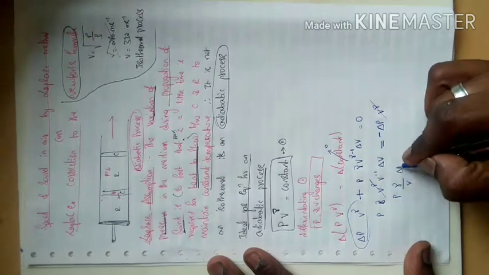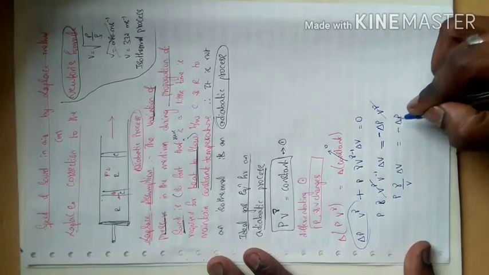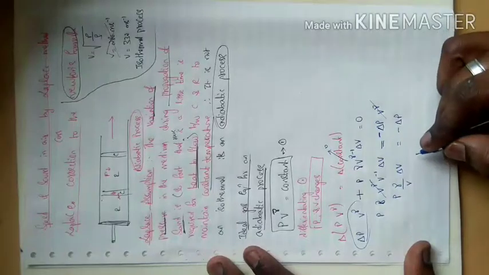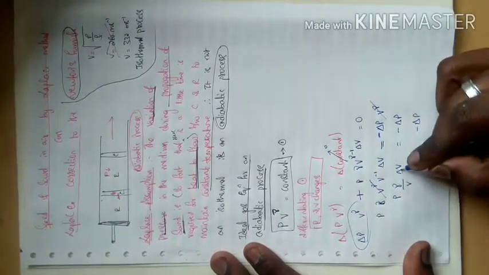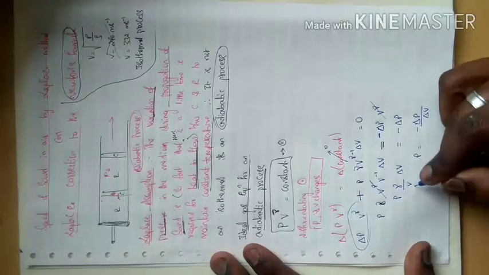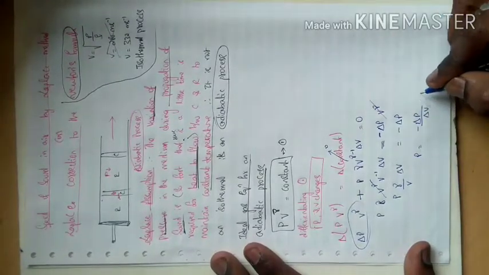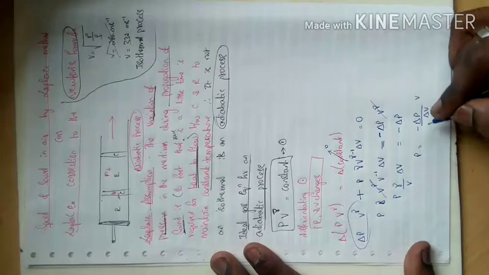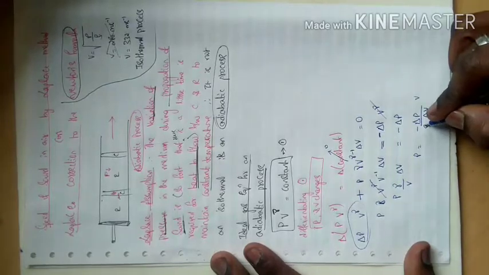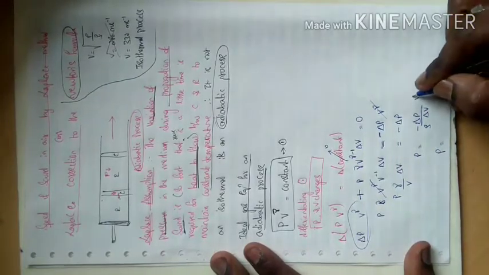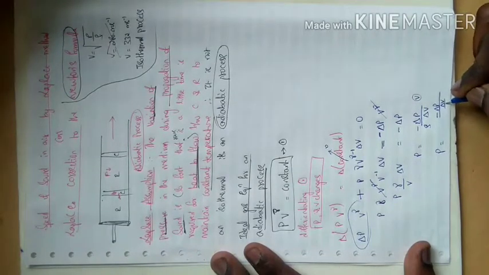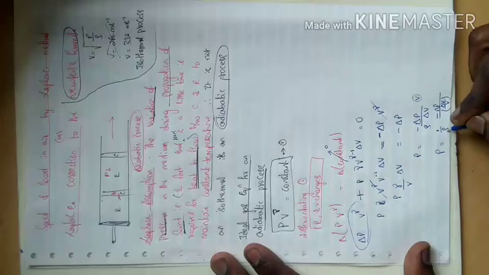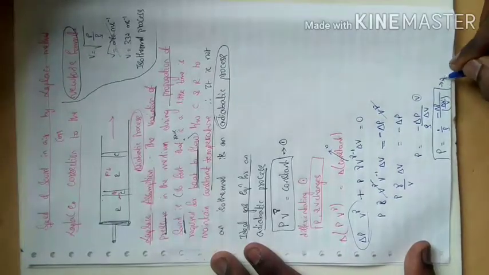1 by V to delta V is equal to minus 10. Send all the terms to the other side. Then what happens here? P is equal to minus delta P. This one goes to the denominator, this one goes to the numerator, and this one goes to the denominator. In P, this is what I told you to write: delta P whole, and the denominator goes back to the numerator, 1 by rho. Calling it equation 2.